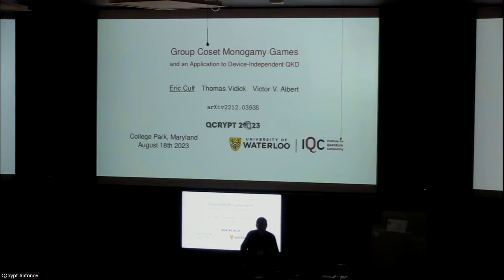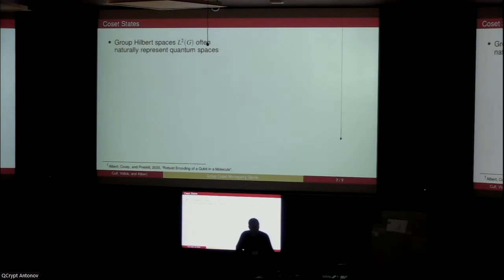So first, a bit of motivation for why we're doing this, and that needs a little bit of group representation theory. What we're working with is Hilbert spaces that are the function spaces on some group, and this naturally represents a lot of interesting physical spaces that people are interested in.